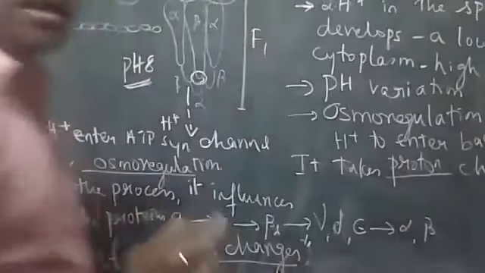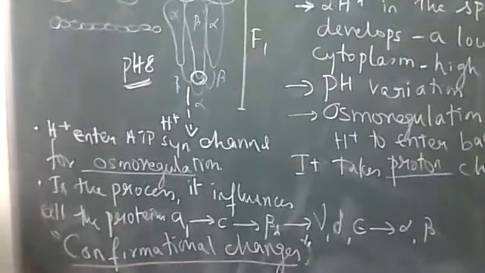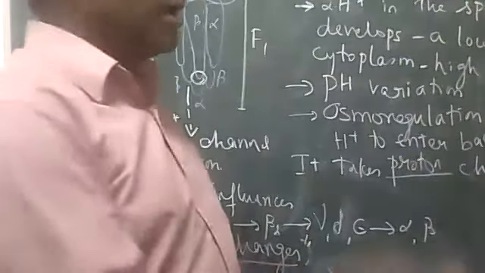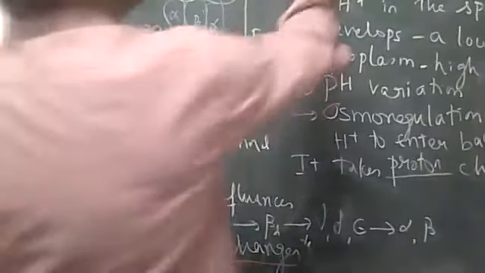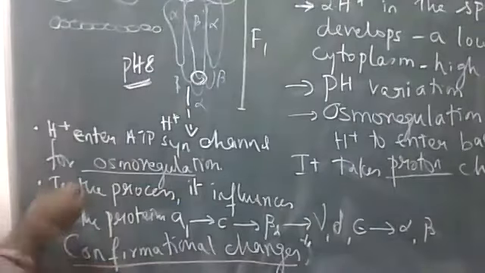So the first point is about the chemiosmotic theory part. The second point is about conformational changes. Thirdly, how the active site will change. Firstly, what will you talk about? Chemiosmotic theory. Secondly, what will you talk about? Conformational changes.